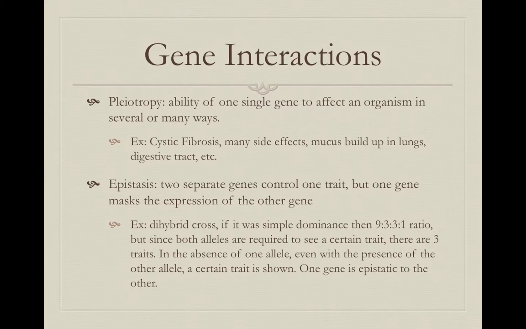But here in this case, even in the absence of gene B, even if A is present, the coat is still albino. We still don't get that agouti color. You need to have both gene A and gene B dominant to be able to see that agouti color. So in this case, we say that gene B is epistatic to gene A because it's masking the expression of gene A. Little complex, but epistasis is really just when we have two genes and it does control one trait, but one gene masks the expression of the other gene.